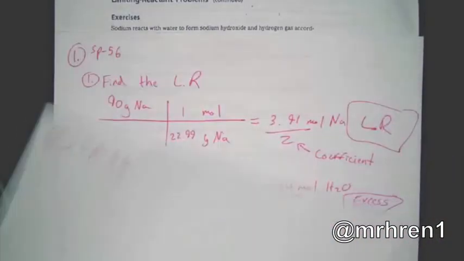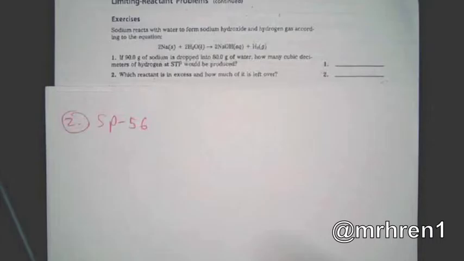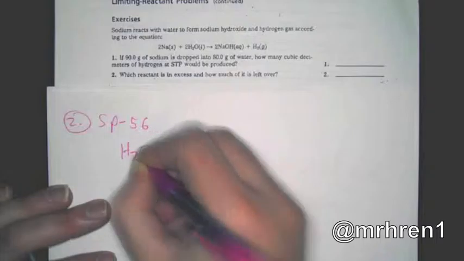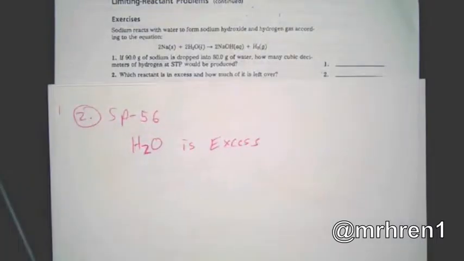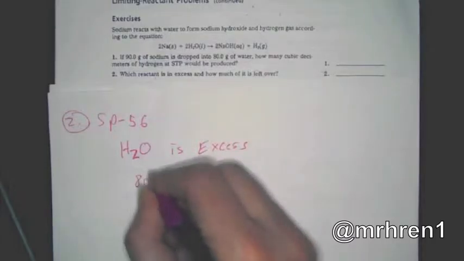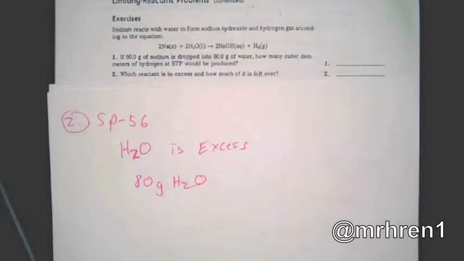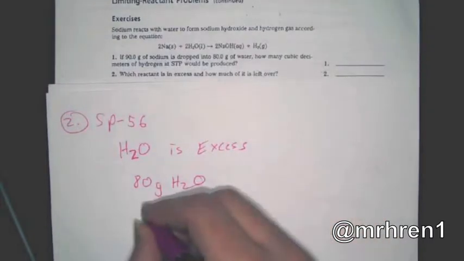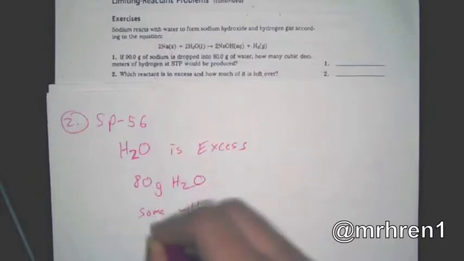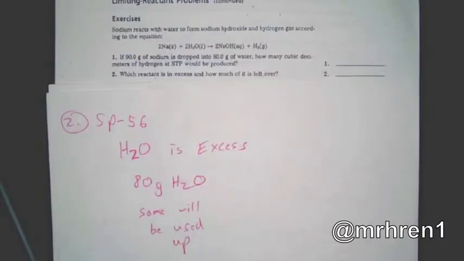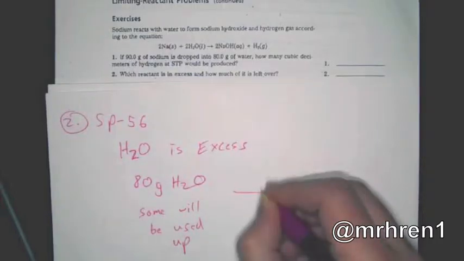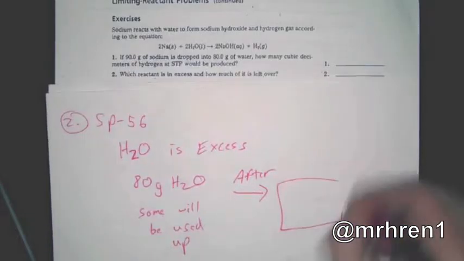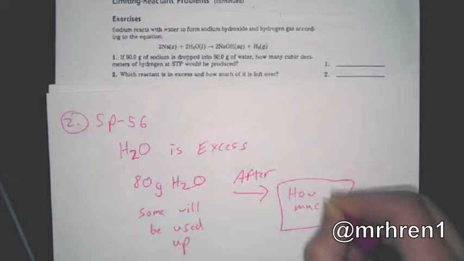So to answer that, I mean, that's pretty simple. H2O is excess. But it also says how much is left over. So what it's saying is this. You have 80 grams of H2O. A certain amount of that is going to be used up. So some of this will be used up, and then after the reaction, there will be less, obviously. They want you to figure out how much is left, like how much has not been used up.